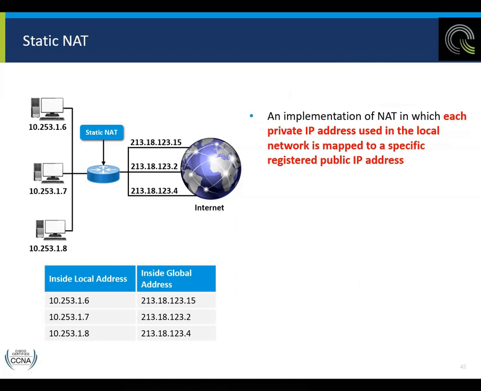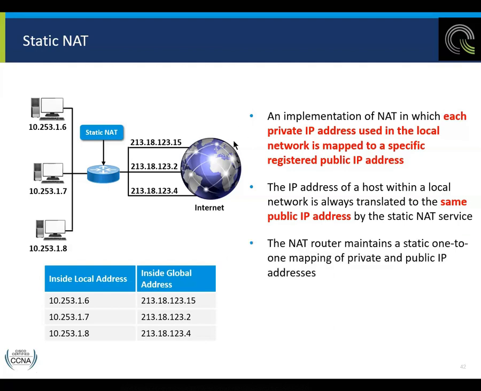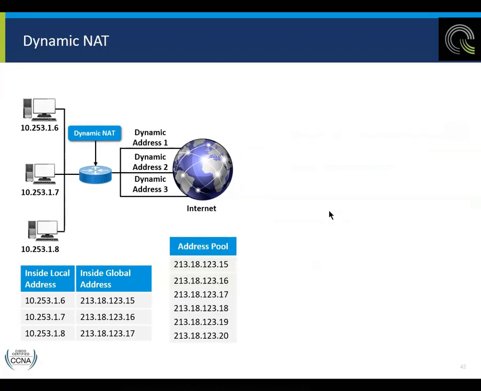So static is an implementation in which each private IP address used in the local network is mapped to a specific registered public address. Again, when would you want to use it? Typically when you've got a resource that you want users to be able to get to. Otherwise, what's the big deal if the CEO goes on the .17 or the .47 address? The IP address of a host within the local network is always translated to the same public IP address so that we can always get there by the static NAT. The NAT router maintains a static one-to-one mapping of the public to the private addresses. We'll look at one of those in a minute.